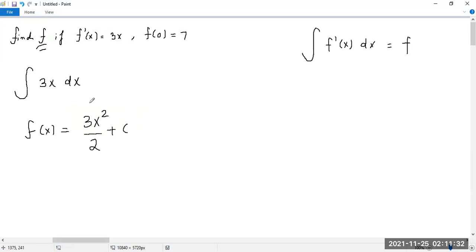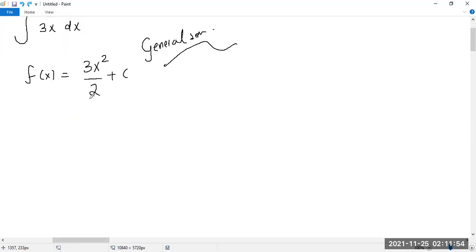So this is my original function. But it's a general solution, because it has the c in it. It's not exactly the solution, it's the general solution. So it contains many functions. C could be anything. So now we actually have to solve for c.